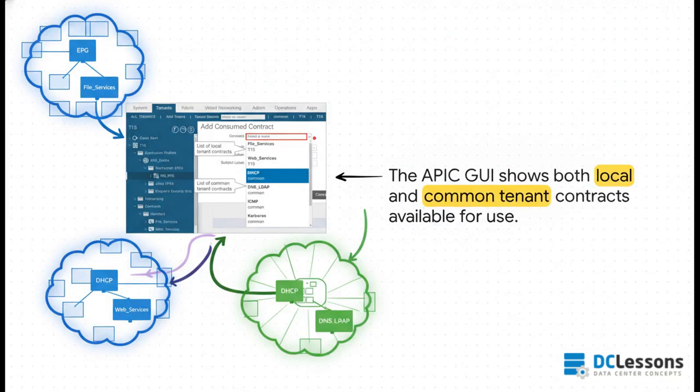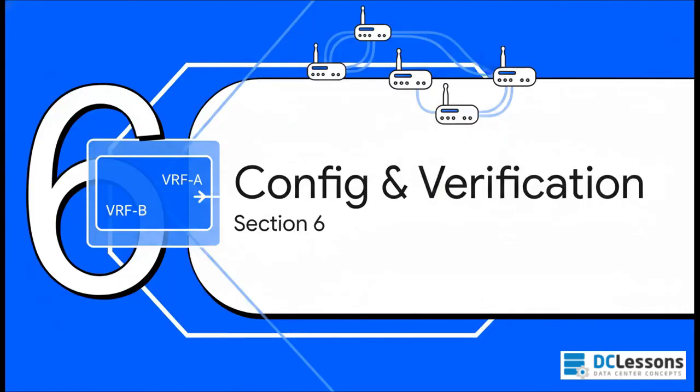And here's what that actually looks like when you're configuring things. So let's say you're working inside tenant T15 and you go to add a consumed contract to your EPG. In that little drop-down menu, you're not just going to see the contracts you build inside T15, you'll also see those shared contracts from Common, like the ones for DHCP and DNS. Super simple, super effective. Okay, enough theory. Let's get our hands dirty.